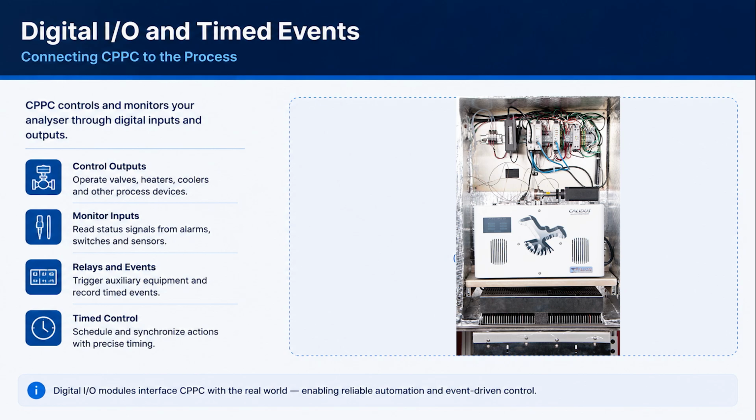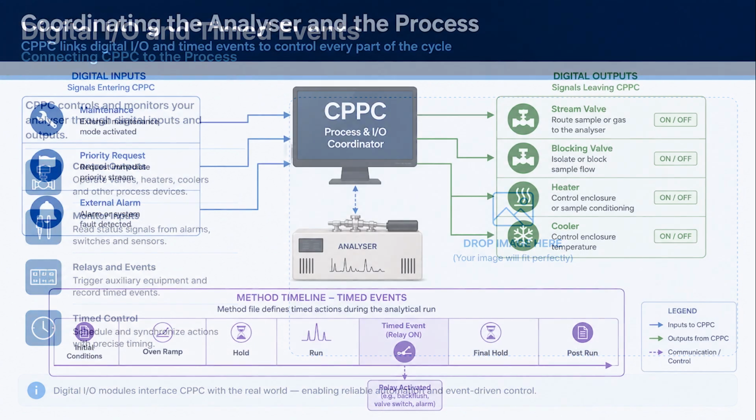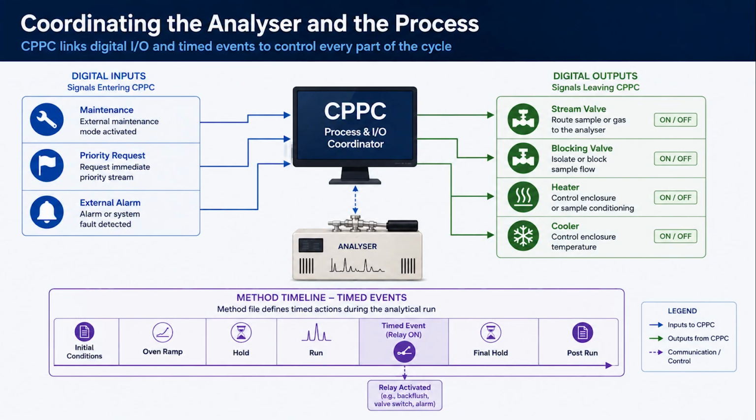CPPC can also interact with external input and output hardware. Digital outputs may operate stream selection valves, blocking valves, heaters, coolers, and other devices. Digital inputs may indicate maintenance mode, request a priority stream, or report an external alarm condition. Timed events in the Chromperfect method file can also operate relay outputs during a run. This allows valve movements or other process actions to be coordinated with the chromatography itself.